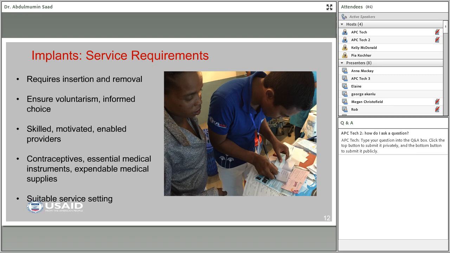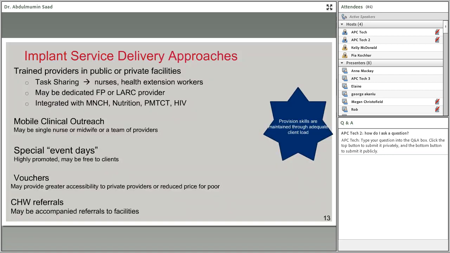And regular and reliable access to removal services is very important. When there are no reliable removal services, there may be a backlash and negative consequences for the entire family planning program. And of course, adequate follow-up and referral systems are needed, especially where women receive implants through a mobile platform or mobile service delivery channel. Next slide.